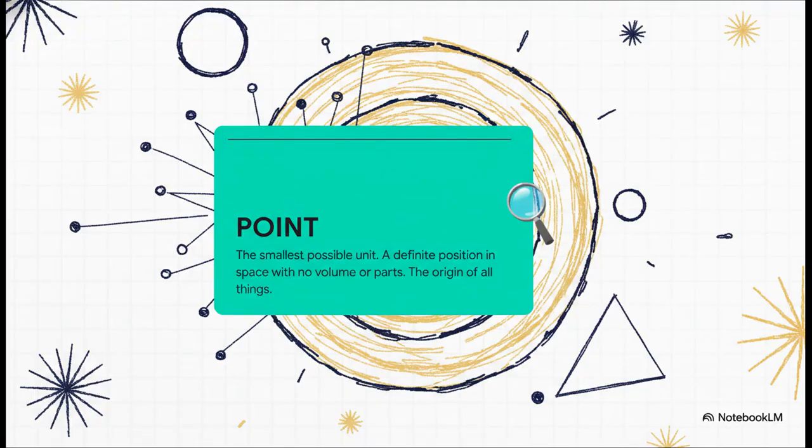So our very first letter is the point. It's the simplest thing you can possibly imagine. Just a single spot in space. But don't let that fool you. Symbolically, this thing is huge. Think of it as the big bang of design, the origin point, the central nucleus that everything else springs from.